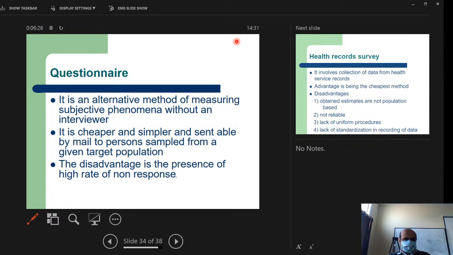Now, coming to the questionnaire, it is an alternative method of measuring subjective phenomena without an interview. It is cheaper and simpler, and can be sent by mail to a person sampled from a given target population. The disadvantage is the high rate of non-response.